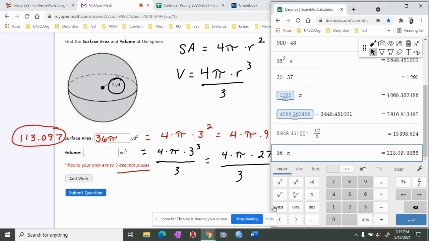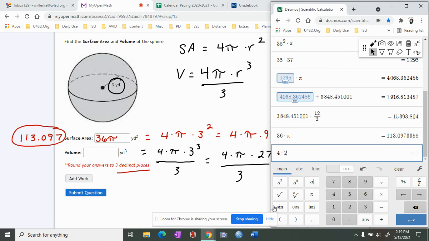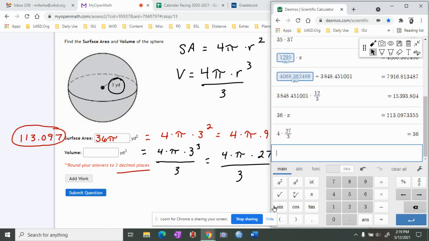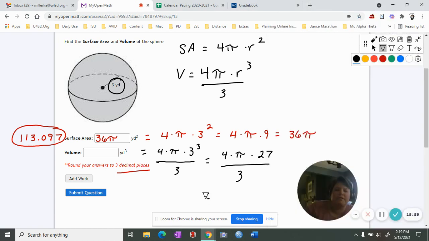So 4 times 27, and I'm going to go ahead and divide by 3. That also gives us 36 pi. So you can write 36 pi, or you can write 113.097. Now, these will not always be equal. I do want to put that out there, okay?